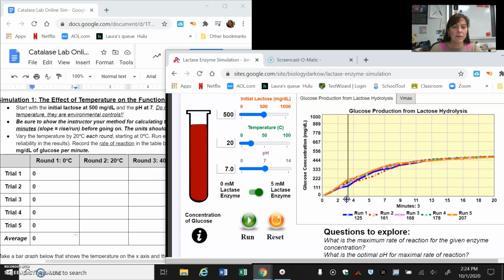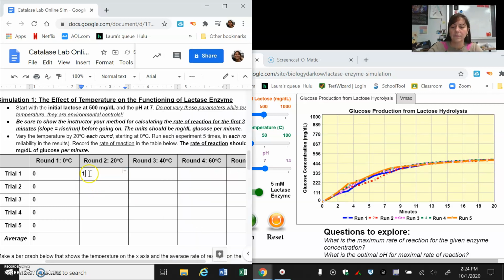So when I go and hold the mouse over minute 3, see where it says 3? Those are my numbers: 125, 161, 168, 178, and 207. So that's what I'm going to write over here now. So 125, 161.